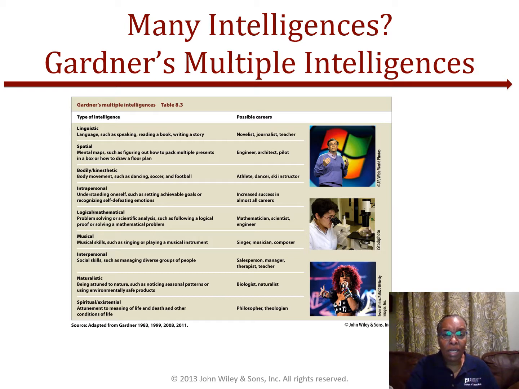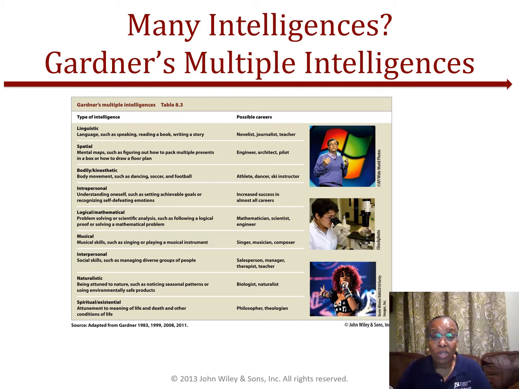So in his theory, he looks at linguistic as being language, our ability to speak, to read, as well as write and tell stories. And what he did was take a look at what type of careers that person might go into. That's how we utilize it today. So someone strong in linguistics might be a novelist. They might want to be a writer. They might be a teacher.